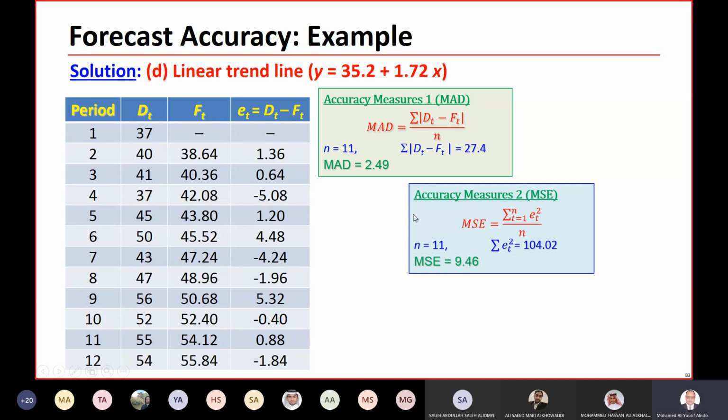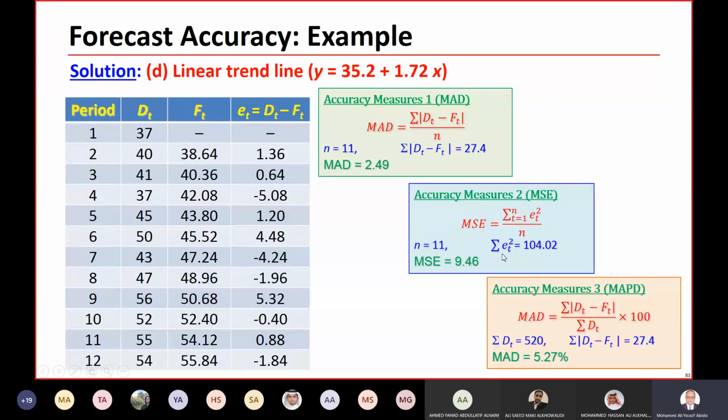And you have here the mean square error again. You square all these errors and divide by n, and this will equal 9.46. And 9.46, you compare it with the 34. The 9 by itself doesn't make any sense. What is the physical meaning of 9? It is just a reflection of how much error we have. So if you compare it with the method that gives you 34, this one is much better, of course. And this other measure divides by the total demand here, so it gives you 5.27.